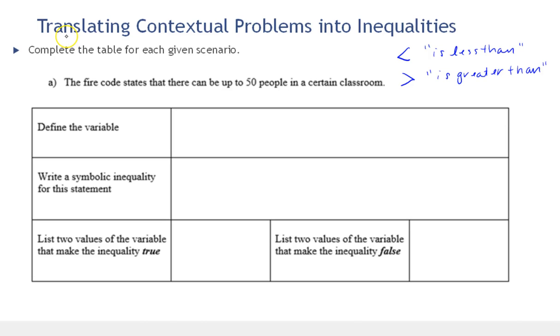In this video, we're going to learn to translate contextual problems into inequalities. So let's read the first problem. The fire code states that there can be up to 50 people in a certain classroom. So let's read the different questions. First we're asked to define the variable.